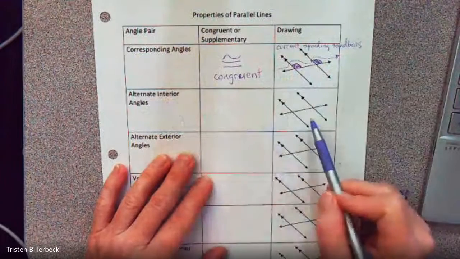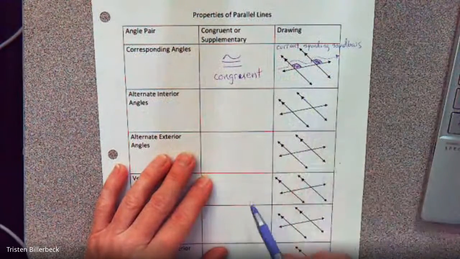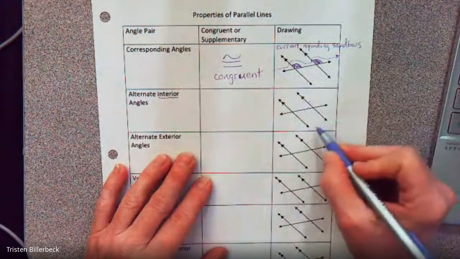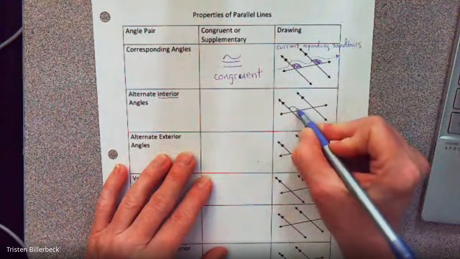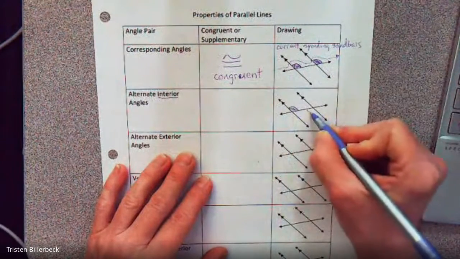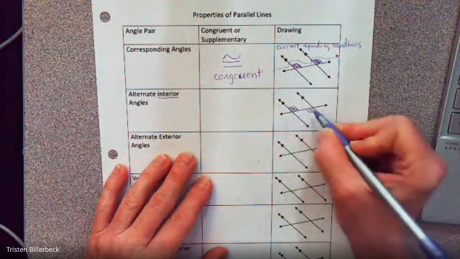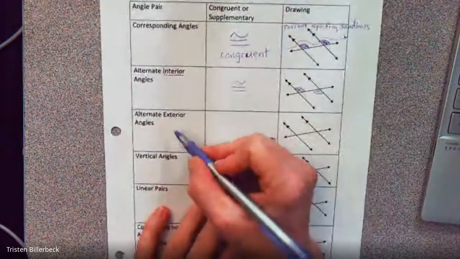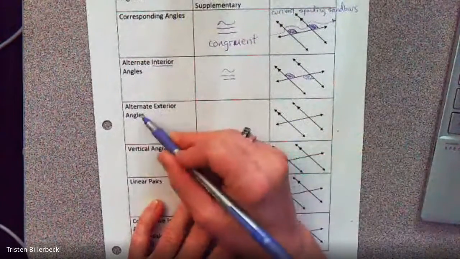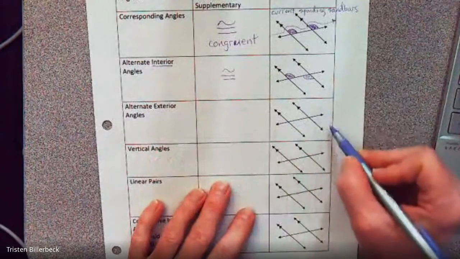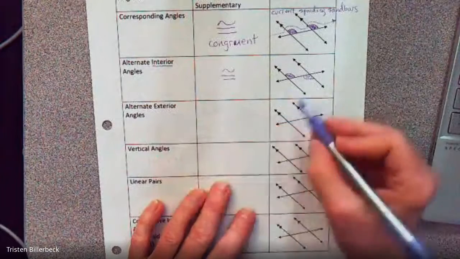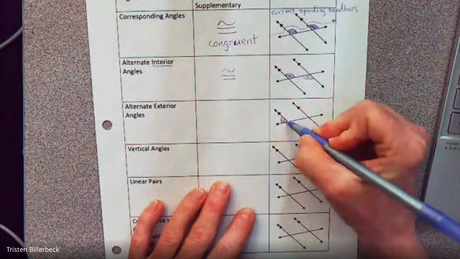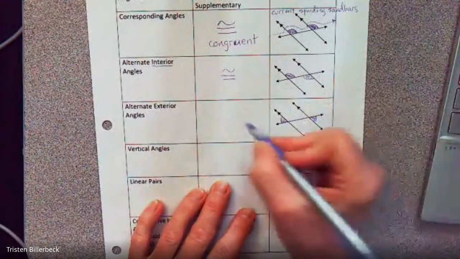Okay, alternate interior angles. So if I have parallel lines here cut by a transversal, they are on the interior, so inside, so that means in this area, and they alternate around this transversal. So we have this and this. Okay, and they are also congruent. Then we have alternate exterior angles. So if you're starting to get the words down, alternate means they go on either side of the transversal, and exterior means they're outside of the two parallel lines. So we're looking at this and this, and they are also congruent.